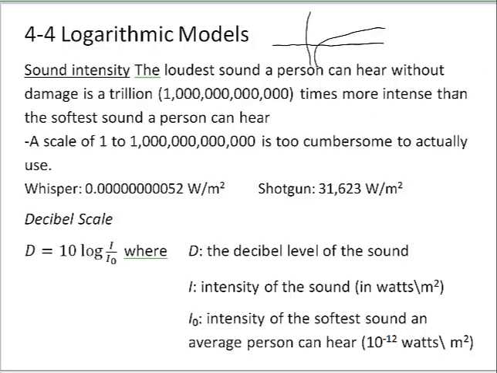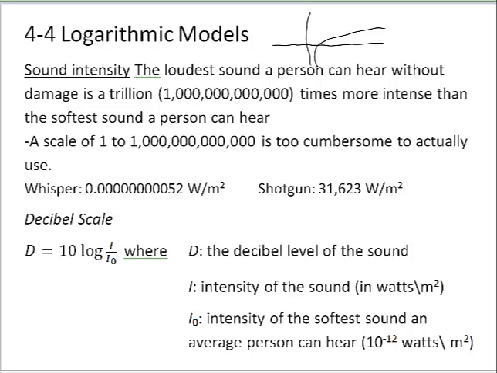great differences in magnitude. So for example, the loudest sound a person can hear without damaging their ears is 1,000,000,000,000 times, that's that many zeros, more intense than the softest sound. So a scale going from 1 to 1,000,000,000,000 is far too cumbersome to actually try to use.